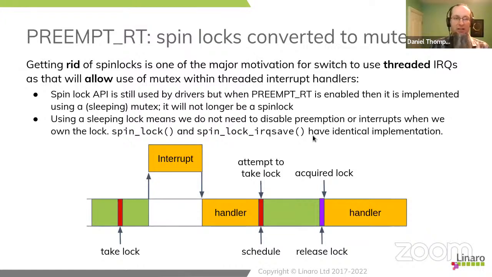So it does mean that you have to remember the effect of preempt RT, because you read the code and think, oh, that's a spin lock with an IRQ mask, and it's not. Now it is a sleeping mutex. But because of the design of the rest of the system, it doesn't actually have a significant impact on many drivers. It will on some, but on most drivers, that doesn't have an impact on their correctness.